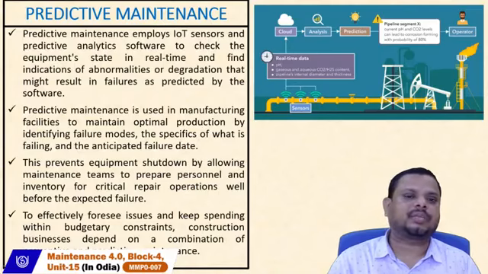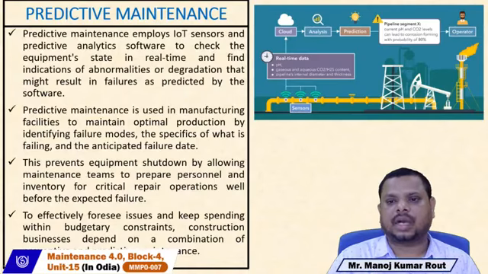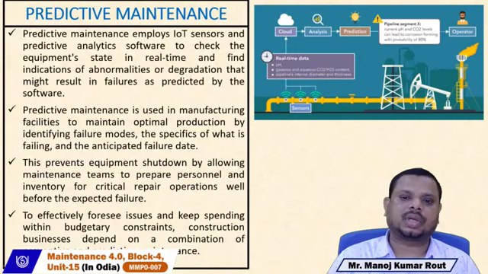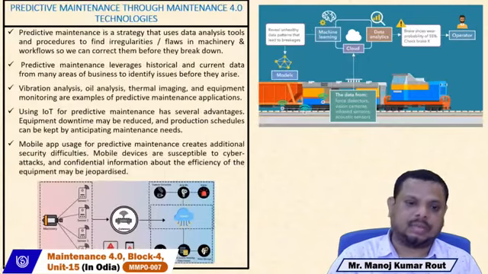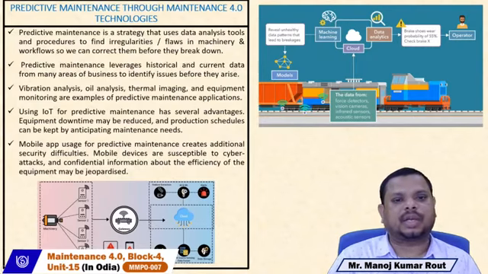So this is the overview of predictive maintenance, how the IoT sensors are basically assigned and how the predictive analytics software will help to analyze the percentage of pH levels and carbon dioxide levels, which lead towards forming large amounts of corrosion inside the pipelines. Moving to the next one. The next one is dedicated to predictive maintenance through the Maintenance 4.0 technologies.